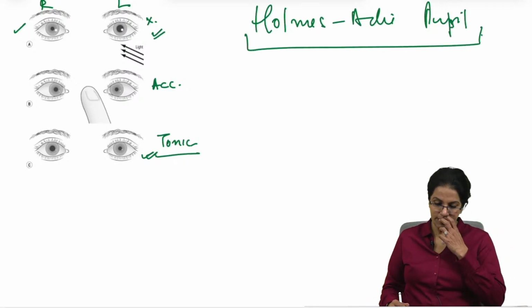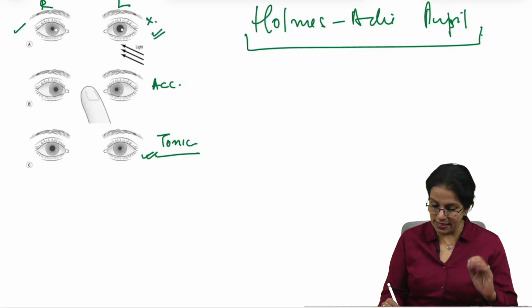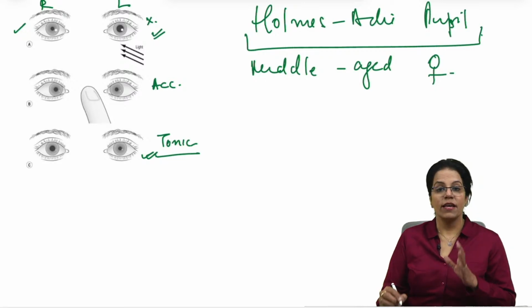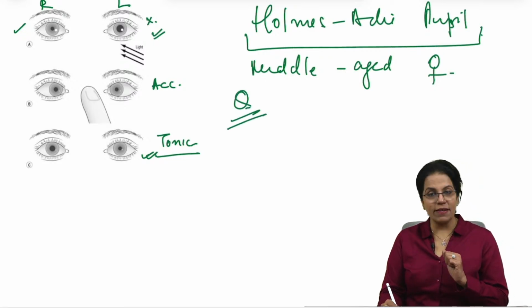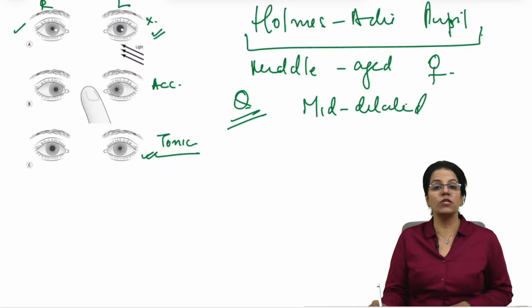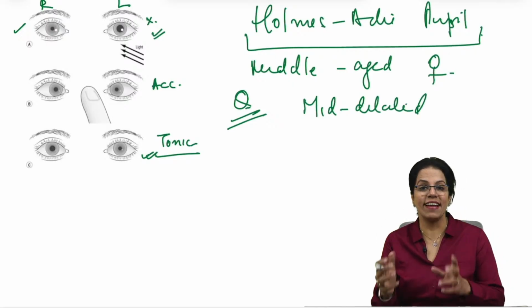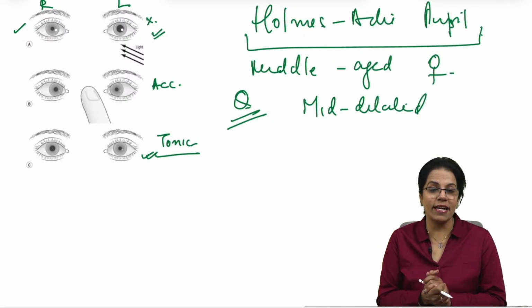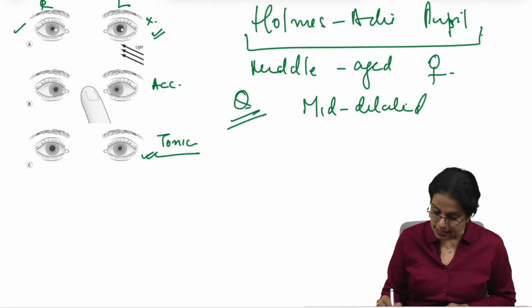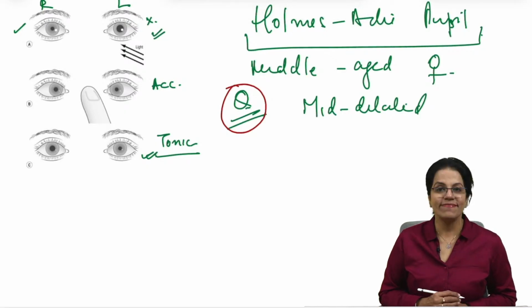Right. Holmes-Adie pupil is mainly seen in middle-aged females. One point, middle-aged females. Okay, and generally, what is the position of the Holmes-Adie pupil? They will ask you. The affected eye is mid-dilated. This is what she notices. There's a difference in the pupil size in her eye. There's a lot of photophobia in the daytime. And mainly the question is, what is the position of the pupil? You will say it is mid-dilated, right?